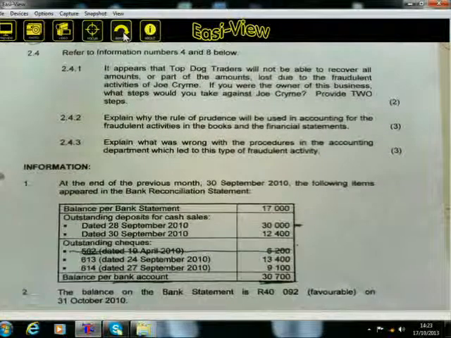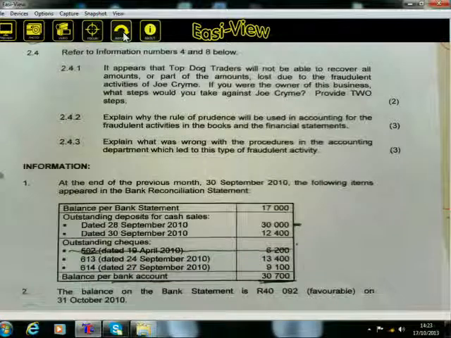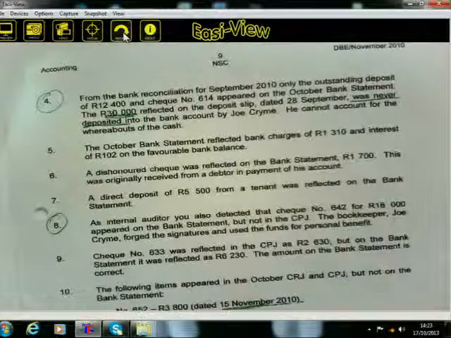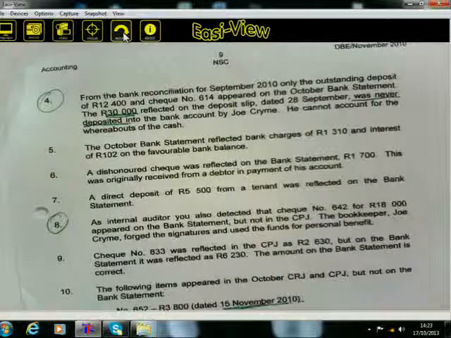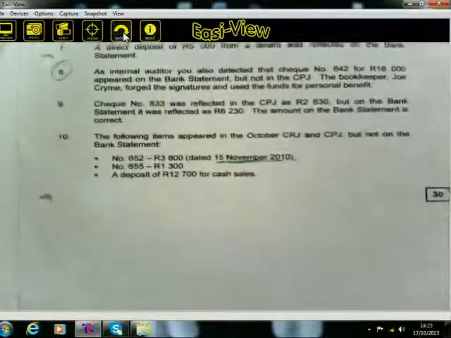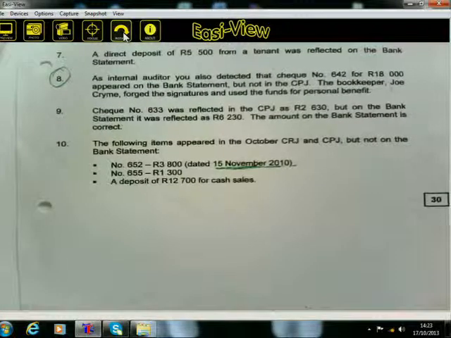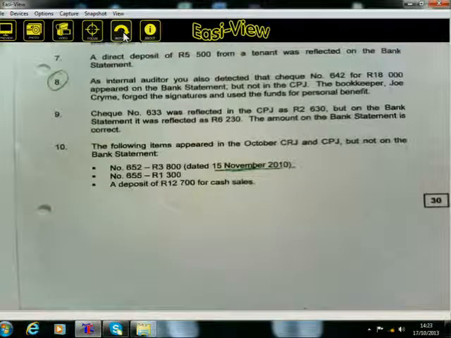Refer to information 4 and 8 below. We are now being referred to the very same information that I was just talking about. Remember information number 4, it is where the 30,000 reflected in the deposit slip was never deposited. Then information number 8, it is where the signature was forged on the 18,000 that appeared on the bank statement, but that 18,000 is not on our cash payments channel.